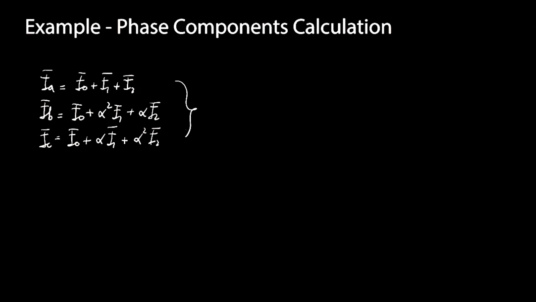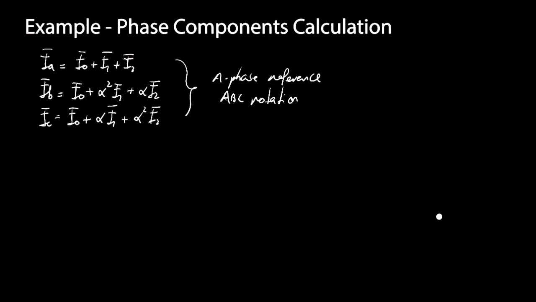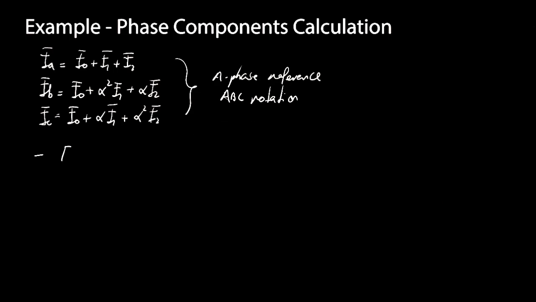And again, I've mentioned this a few times, but it's really important. This would be A phase as reference, and for ABC rotation systems. Now, let's say, for example, that we had the following sequence components.